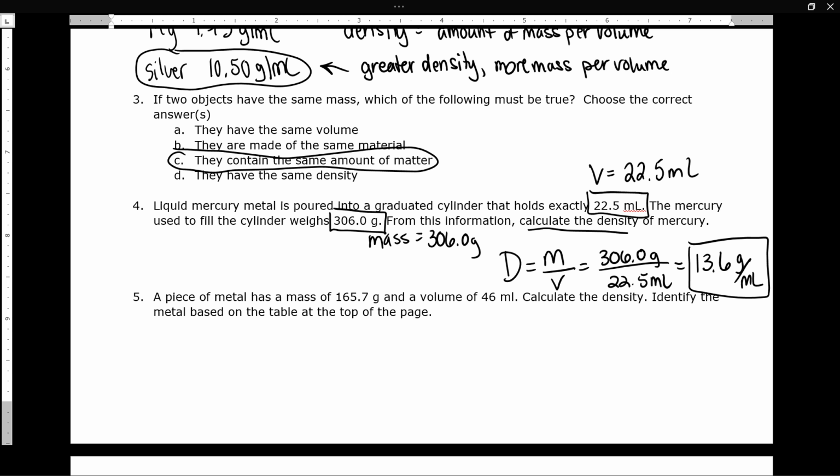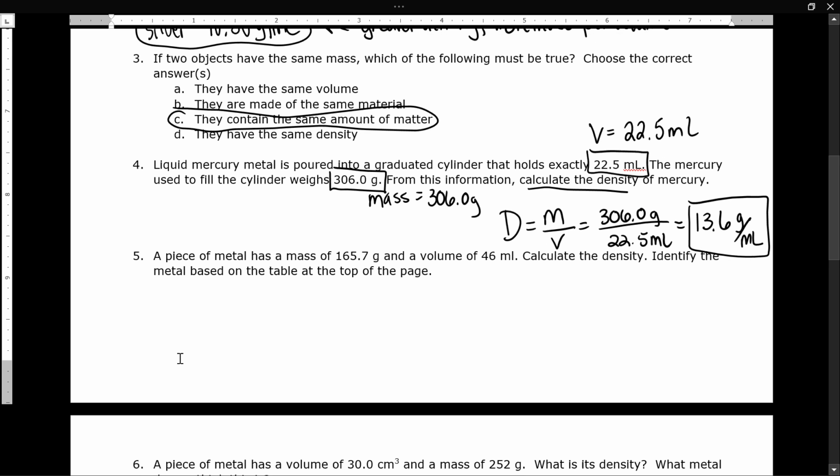Notice that when you're doing these calculations, you should show your work. You should always label numbers with units. So is it grams? Is it milliliters? What is it?